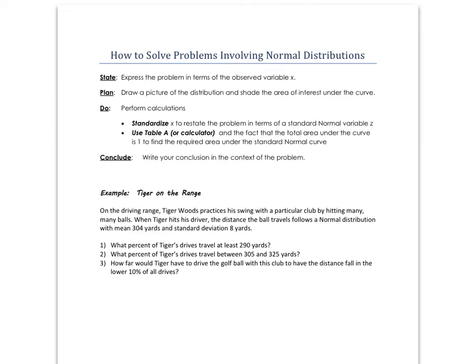This video is to finish up example 3, or part 3 of this example regarding Tiger Woods and him hitting with his driver. We had answered questions 1 and 2 in class. So question 3, we want to know how far would Tiger have to drive the golf ball with this club to have the distance fall in the lower 10% of all drives. And we're going to follow the state, plan, do, conclude steps that we did in class.